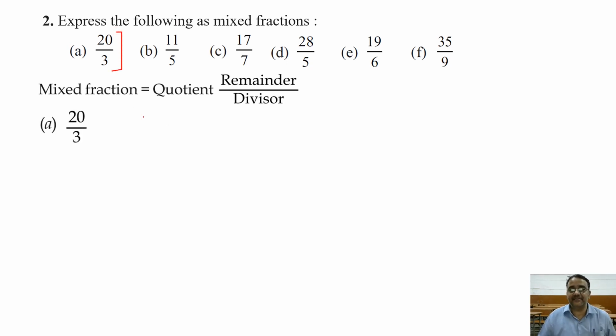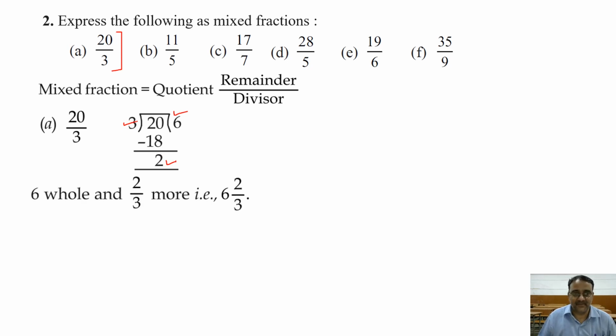For 20 by 3 we have to divide 20 by 3. So 6 आएगा, 3 into 6, 18, and the remainder is 2, right? So how will we write? 6 is a quotient, that will be whole, and the remainder upon divisor is the proper fraction, right? So 6 2 by 3.